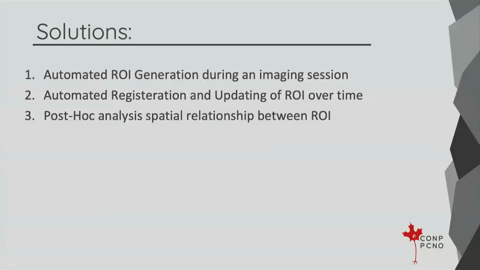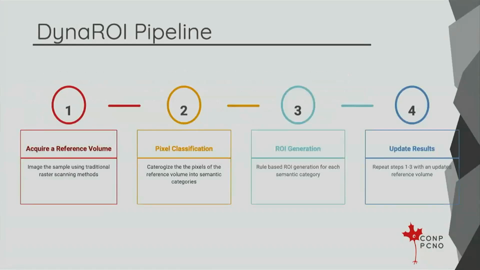So the solution is to automatically generate ROIs during an imaging session, to remove the human from the process of generating ROIs, and then to automatically register and update the ROIs over time during the imaging session. And then you can incorporate some post-hoc analysis of the spatial relationships between the ROIs. And that's where my open source software project is trying to meet these solutions.